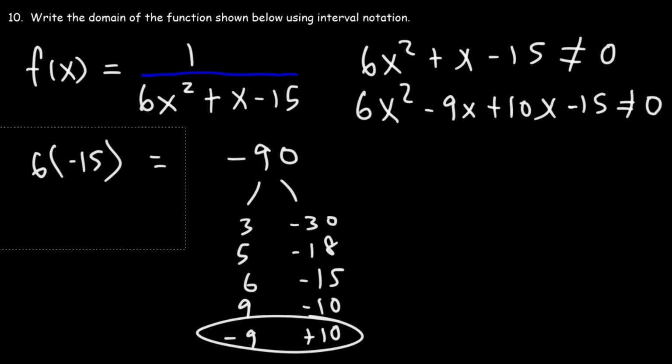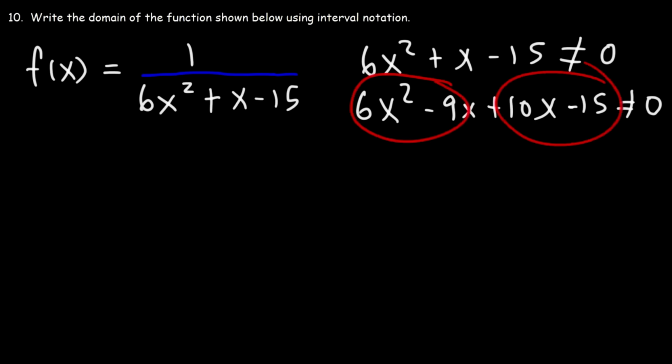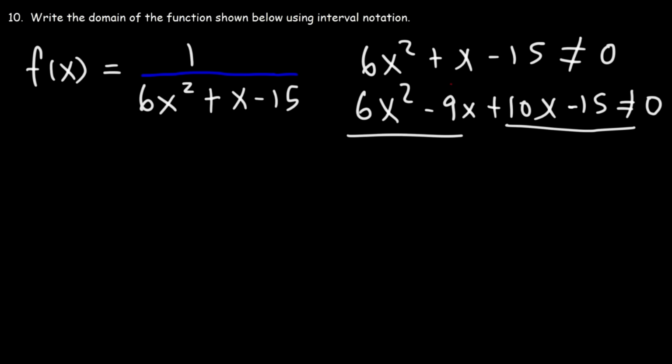So now let's get rid of this. At this point, we need to do something called factor by grouping. Notice that 6 to 9 has the same ratio as 10 to 15. If you divide 9 by 6, you get 3 over 2. If you divide 15 by 10, you get 3 over 2. So if you have 4 terms where the first two and the last two have the same ratio, you can factor by grouping.